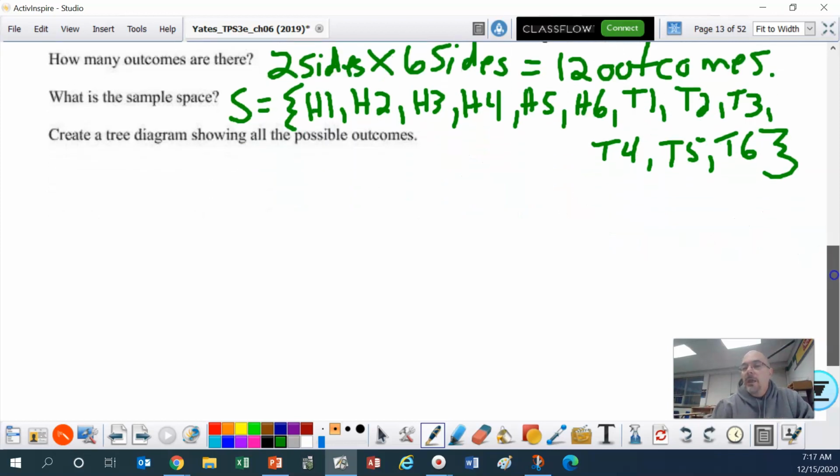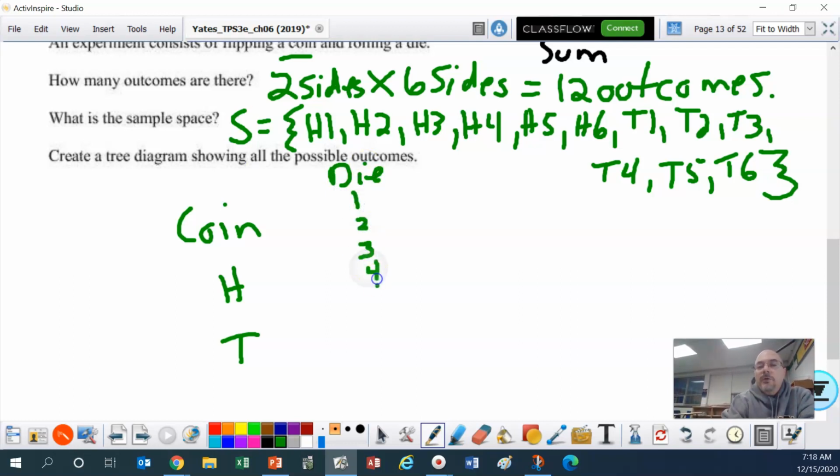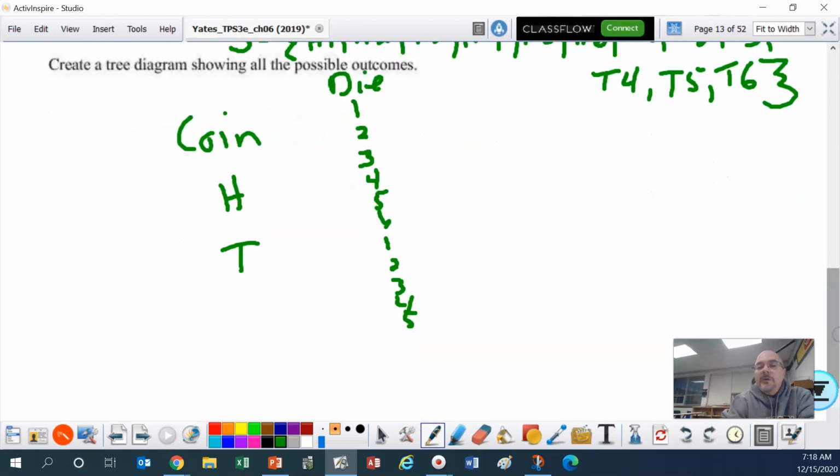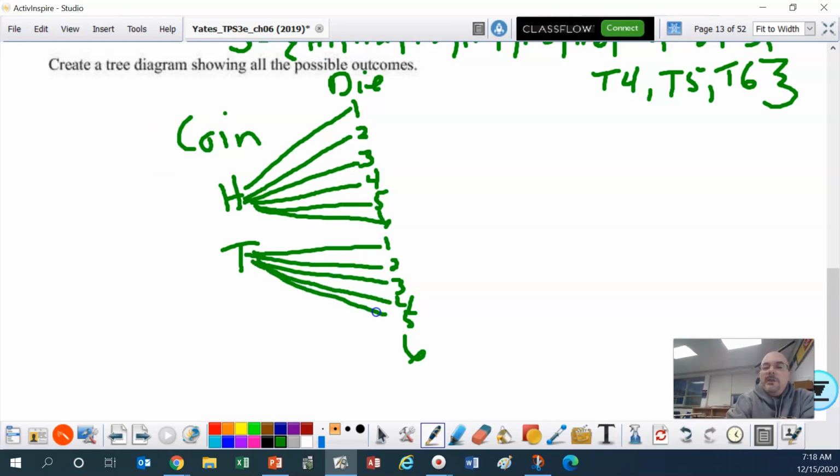Create a tree diagram. Okay, remember how this works, ladies and gentlemen? So the coin, you might toss heads, you might toss tails. And then you're going to toss the die. Now you might get a 1, 2, 3, 4, 5, 6. Sorry, it is not the neatest thing in the world. So this is H1, this is H2, this is H3.